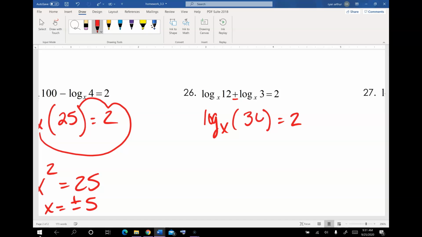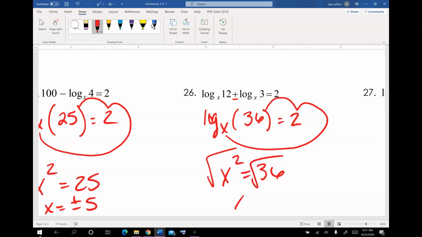Okay? I've got to convert because x is over here. If x is with the log, you've got to convert. So it's going to be x squared equals 36. Well, you'll take the square root and can't have a negative base, so x just equals positive 6.